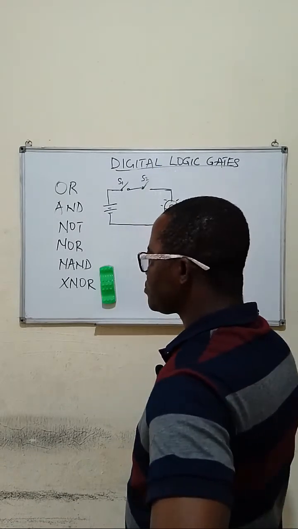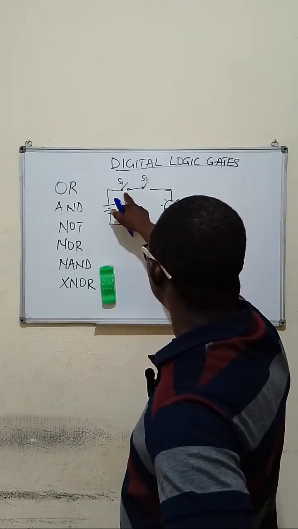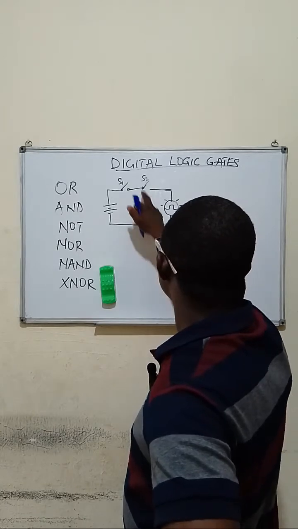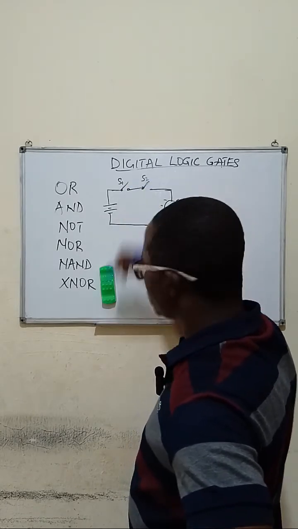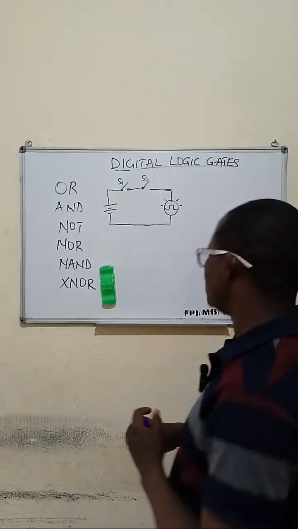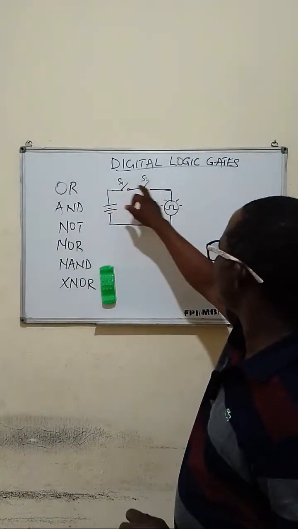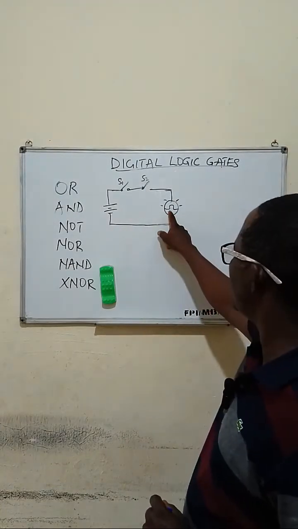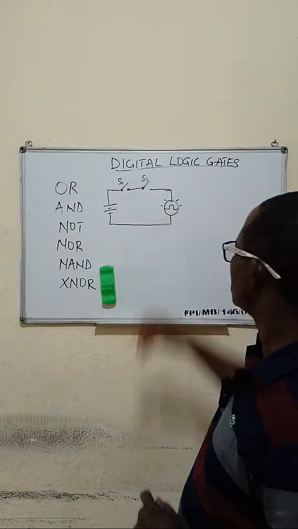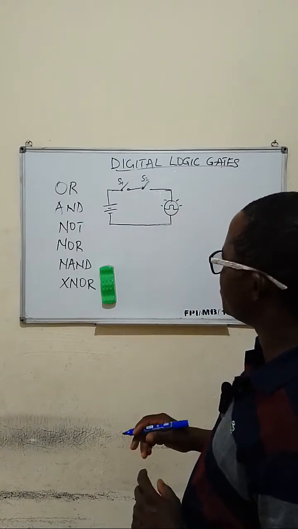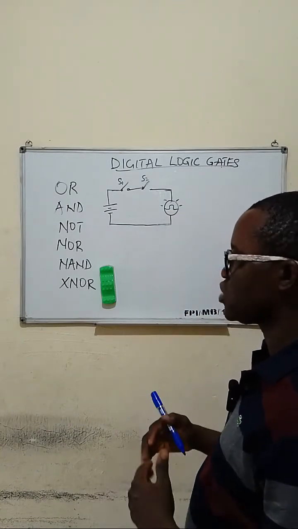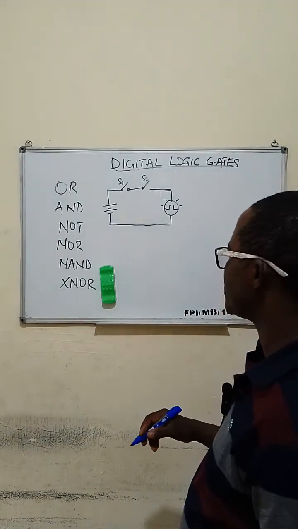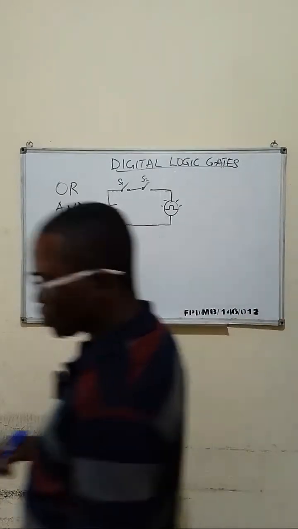Alright. If you turn on switch 1, switch 2 is open, current will not flow through. Or if you turn on switch 2 and switch 1 is open, current will not flow through. Until you turn on switch 1 and switch 2, that is when there will be a flow of current through the circuit that will energize this lamp. So, the AND gate behaves in that manner, like two series switches for a two-input AND gate. Alright. So that is how it works.